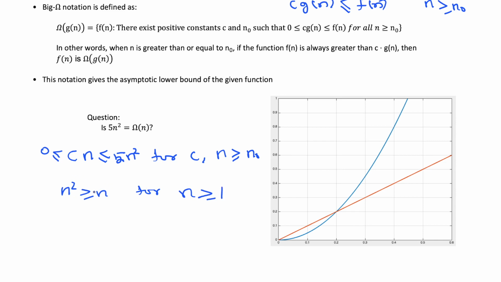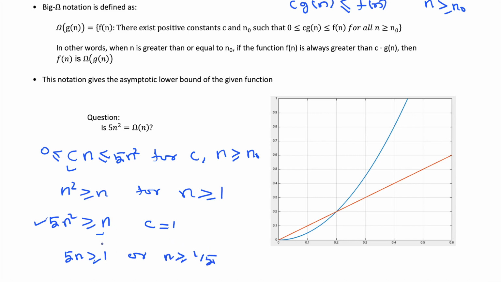That is, n² will be greater than n if the value of n is greater than or equal to 1. If you multiply the left hand side by 5, I can write 5n² will always be greater than or equal to n, because you are multiplying a positive value by 5. If you compare these two equations, you can find that they look similar. So the value of c is 1, the coefficient of n. And to find the value of n0, 5n is greater than or equal to 1, or n is greater than or equal to 1/5.